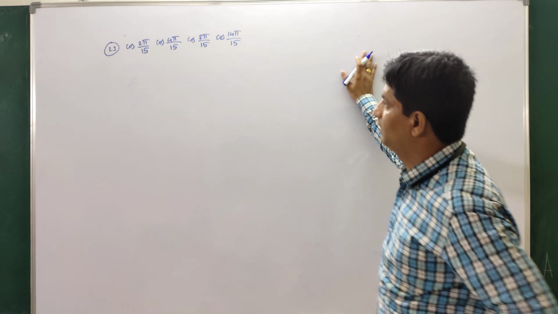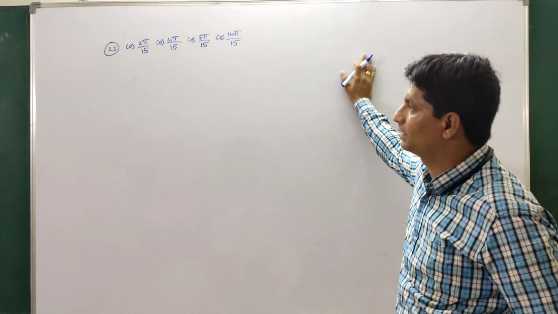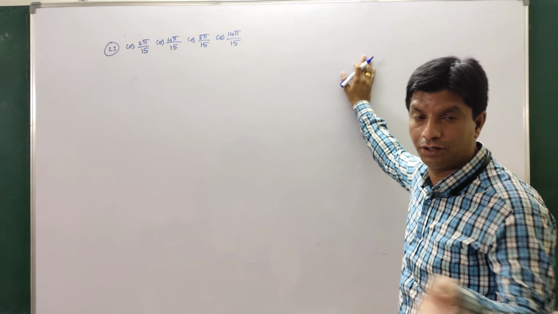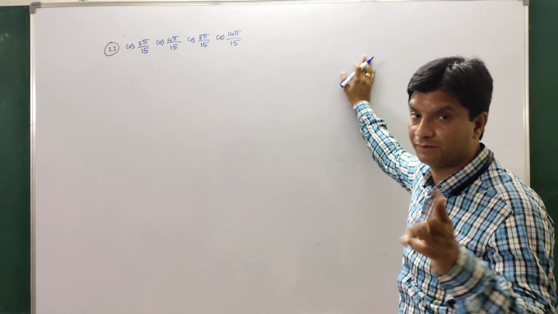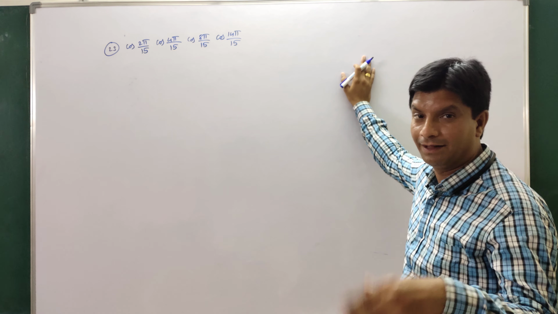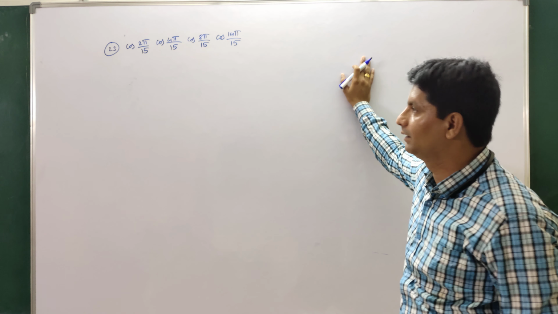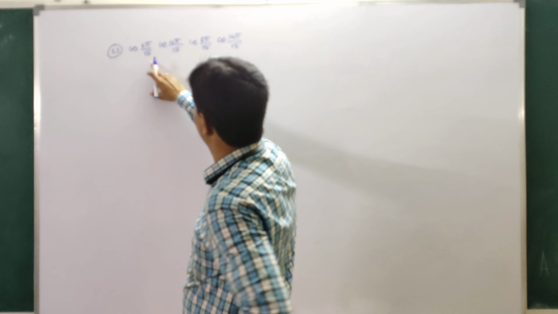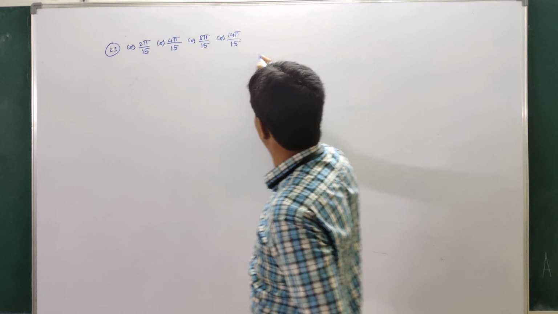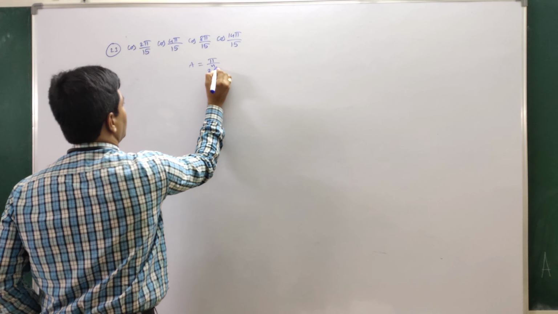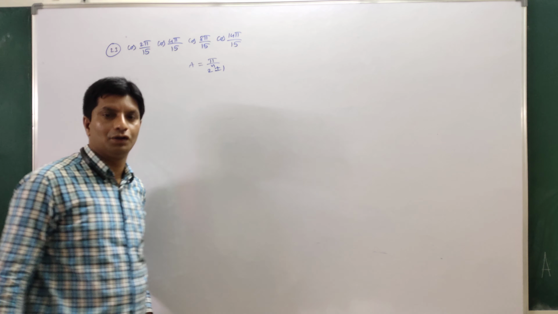So how can you simplify this one? This is looking like cos A into cos 2A into cos 4A and so on, up to cos of 2 power n minus 1 into A. We already have formulas for that: 1 by 2 power n, and sin of 2 power n into A by 2 power n into sin A. Remember, A must be in the form of pi by 2 power n plus 1 or pi by 2 power n minus 1.